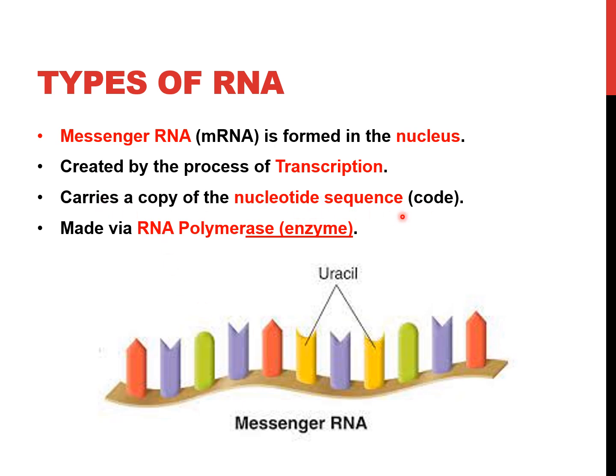So it carries a nucleotide sequence, so generally that's a gene of some description or some sort of coding. And messenger RNA is made by a specific protein, which is an enzyme. How do we know it's an enzyme? It's ending with ase. Anything ending with ase is an enzyme, and that one's RNA polymerase. So that creates the messenger RNA. Cool, and it will look like that, as we know, the single strand structure.